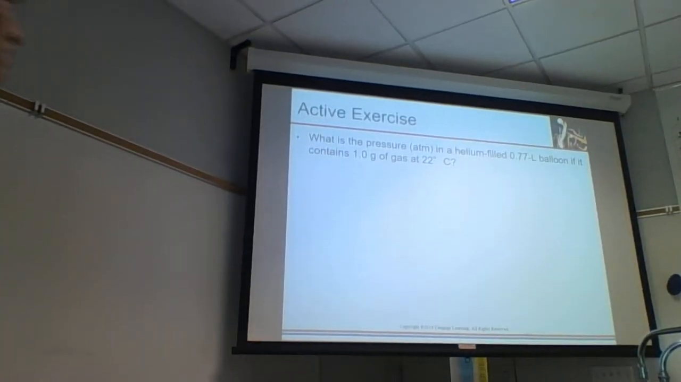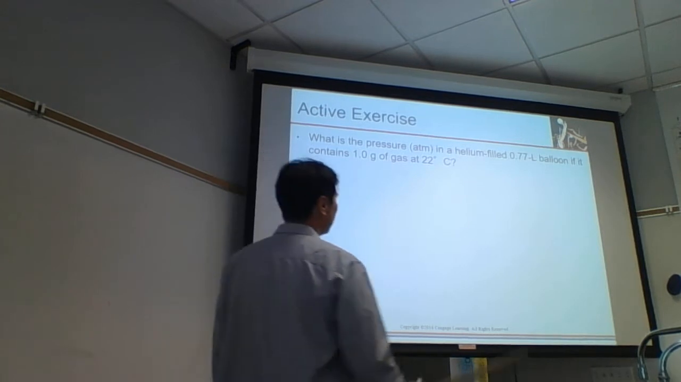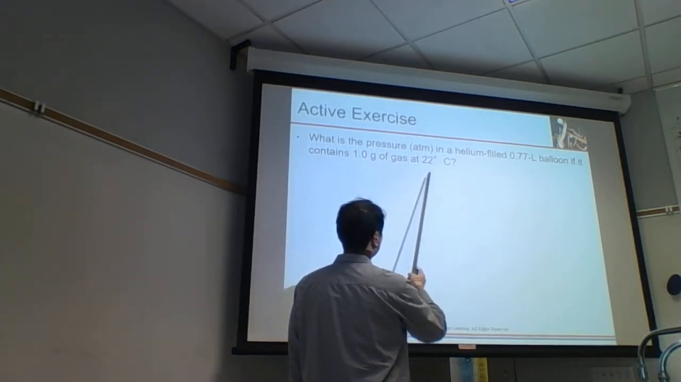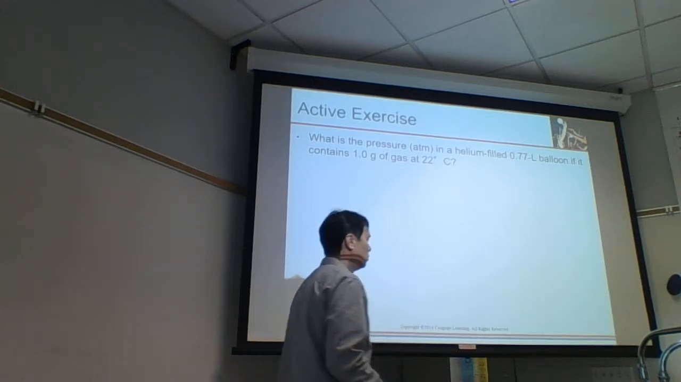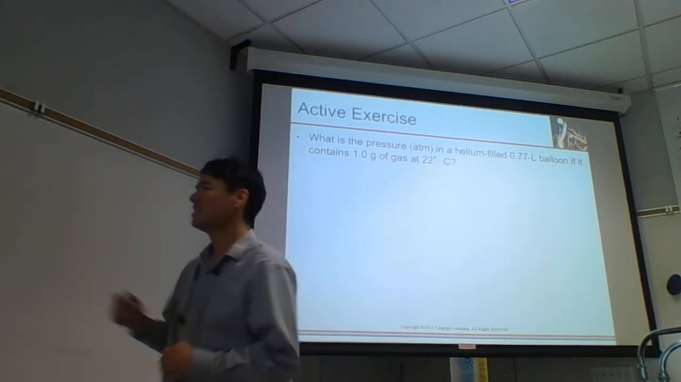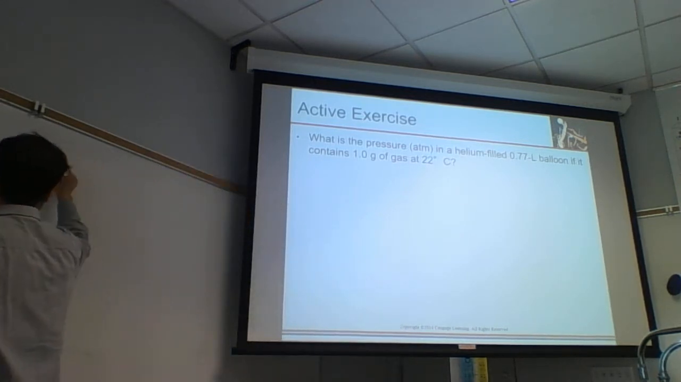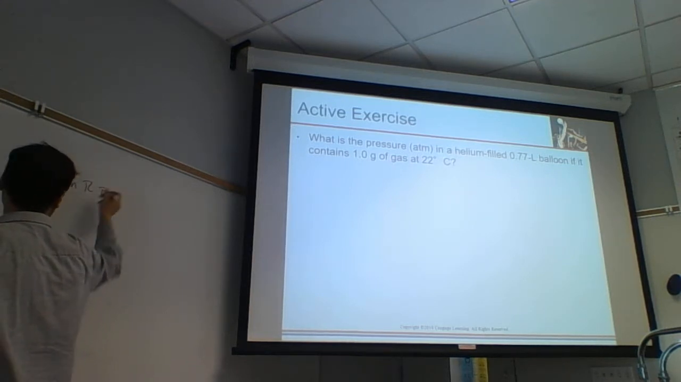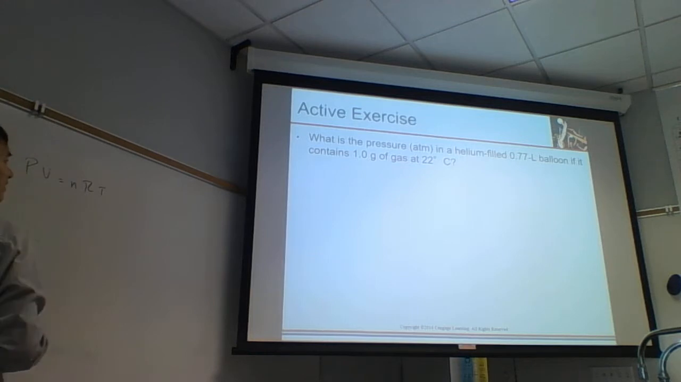What is the pressure in a helium-filled 0.77 liter balloon if it contains 1.0 grams of gas at 22 degrees C? So what do we need for the ideal gas law? We need pressure, volume, number of moles, R, and temperature. So what do we have? We have the pressure. No, the pressure is what we're solving for. So if we're solving for pressure, we need nRT over V.